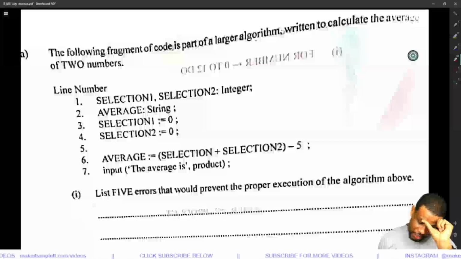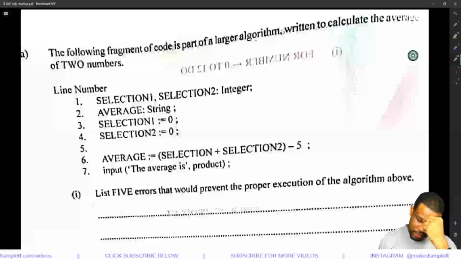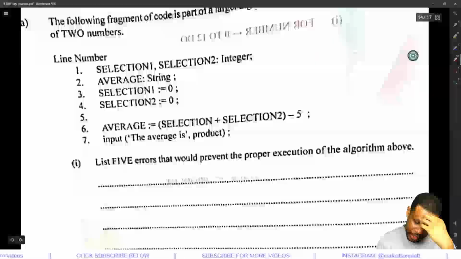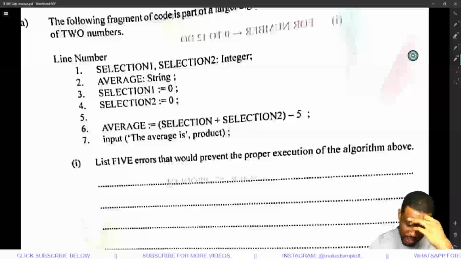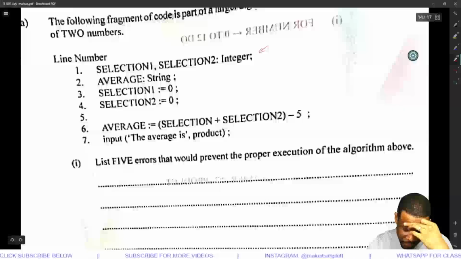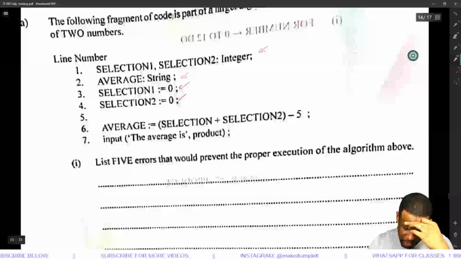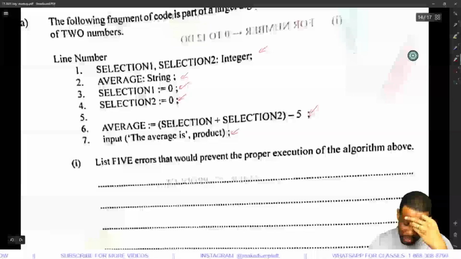The following fragment of code is part of a larger algorithm written to calculate the average of two numbers. Okay, it's part of a larger algorithm. Selection 1, selection 2, integer, average, string. They try their best to bring Pascal in, and watch the semicolons and all kind of thing. They're not supposed to access at all. They're not supposed to put semicolons inside it, but they're calling it an algorithm.